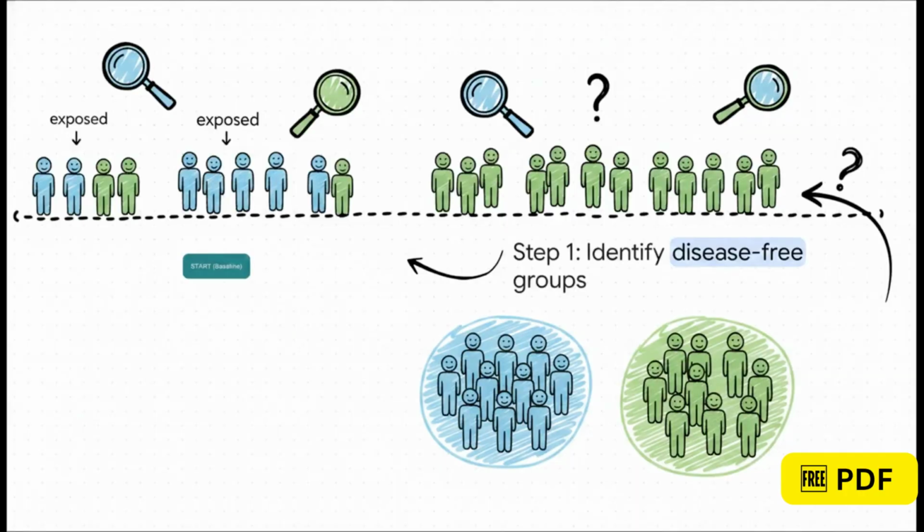Now, the absolutely crucial point is how we set this whole thing up. We've got to start at a clean baseline. Step one is identifying our exposed and non-exposed groups while every single person is still entirely disease-free. This is literally the only way to ensure that the exposure actually happened before the disease. It's all about establishing that timeline.